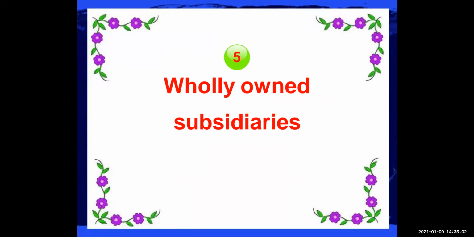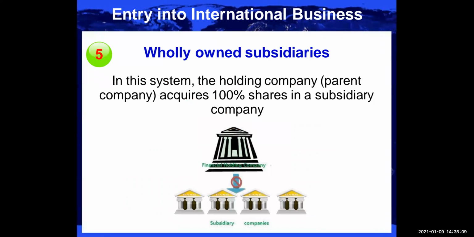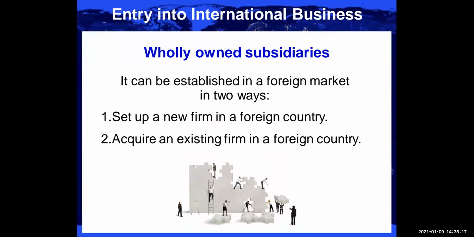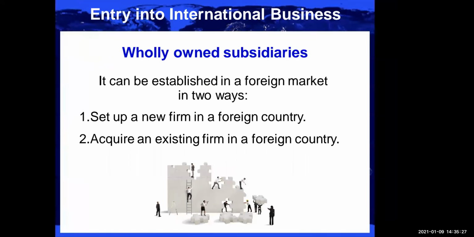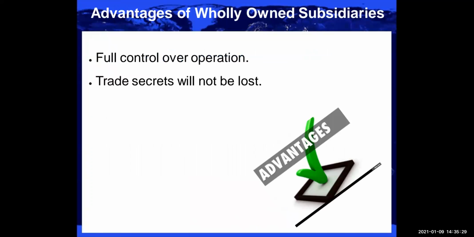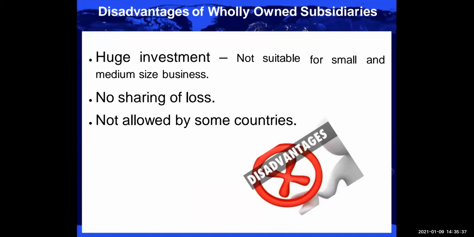The fifth mode of entry into international business is wholly owned subsidiaries. Now, in this system, the holding company or the parent company acquires 100% share in the subsidiary company. And it can be established in the foreign market in two ways. First, setting up a new firm in a foreign country, or acquiring an existing firm in a foreign country. So, in this case, they have fuller control over the operation and trade secrets will not be lost.